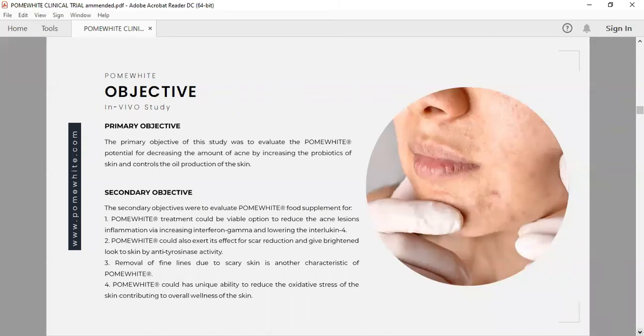So the removal of these fine lines is a unique ability of the Pomewhite. Similarly, it also has a very unique ability of antioxidant stress removal, and this removal obviously contributes to the overall wellness of the skin. The skin looks radiant, and our antioxidant defense system becomes strong with the use of the Pomewhite.